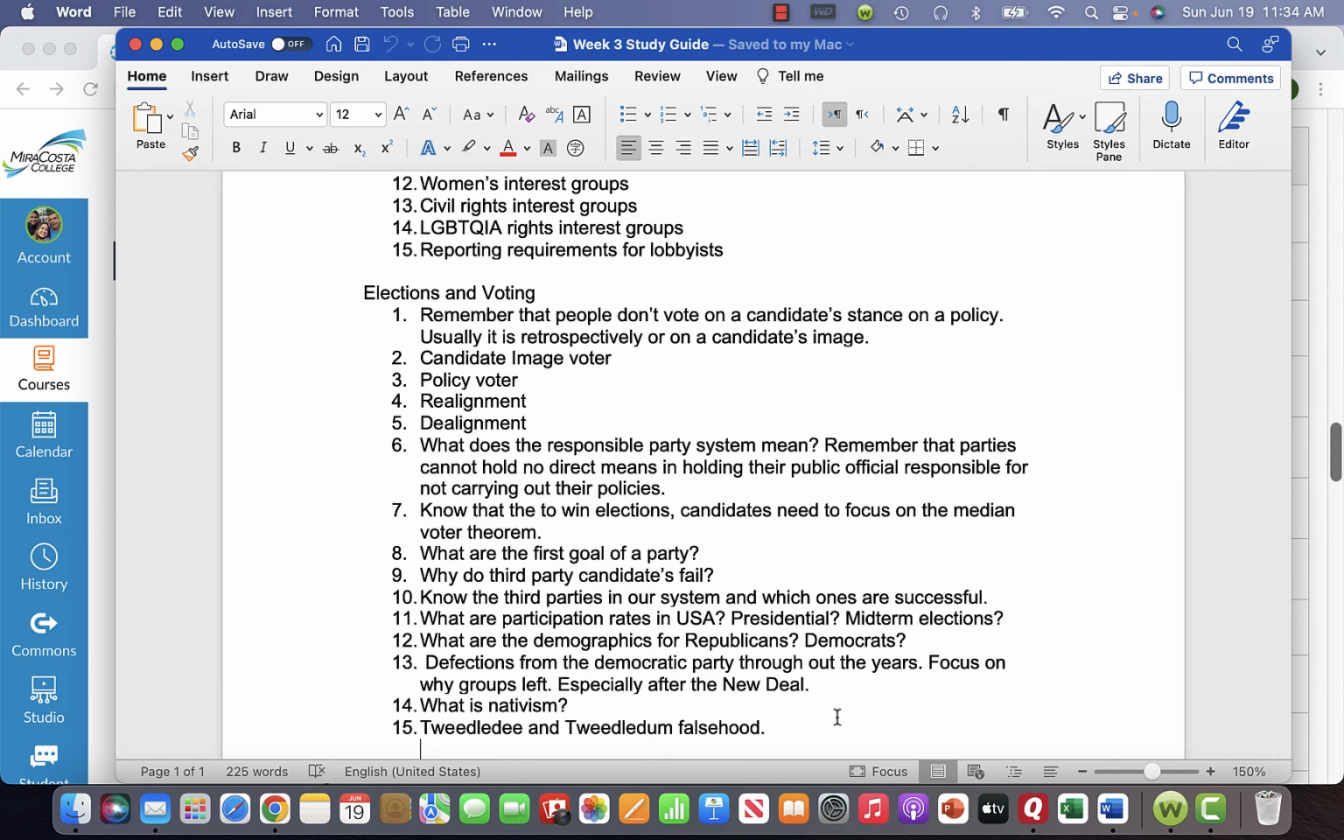Know what the participation rates are. Generally, the participation rates are really low in off-cycle elections. We have the midterms coming up in November. Generally, you have about 30 to 40% of the electorate participating in midterms. In the presidential election, you could see upwards of about 70% participation. So generally, roughly half, right? Again, know the demographics for the Democratic Party.